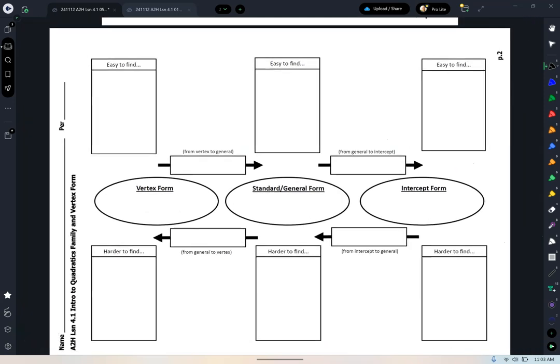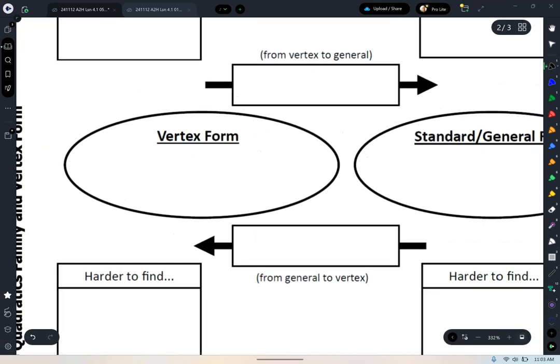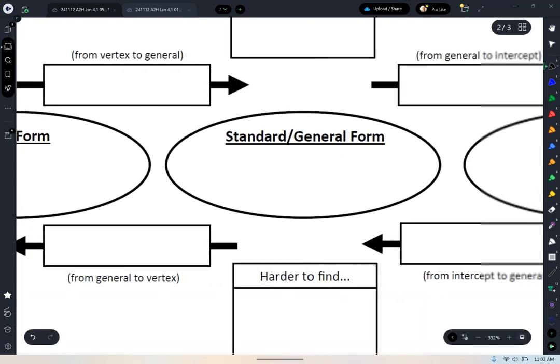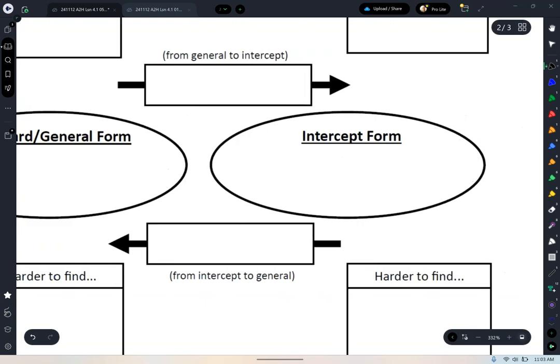This is what I like to call my quadratic family flowchart. In the quadratic family, we're going to be looking at 3 different formats of quadratic functions, and each one has its benefits and hang-ups. I'm going to expect you to know the benefits and the hang-ups for each one of these and be able to use them accordingly for doing certain things. And you're going to show me in your project that you understand how all of these things are related. So you can see here that we have these 3 formats we're going to use. There's vertex form, there's standard and general form, and then there's intercept form.